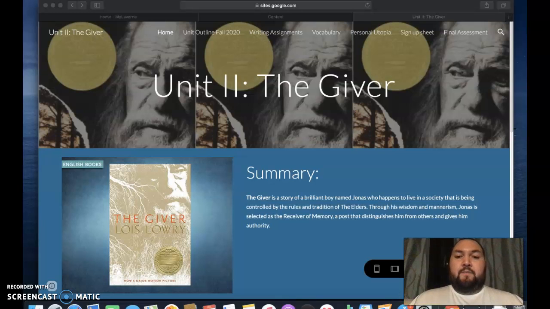Welcome to Unit 2, The Giver. Everyone should have a copy of the book, The Giver, which will be our focus of Unit 2.